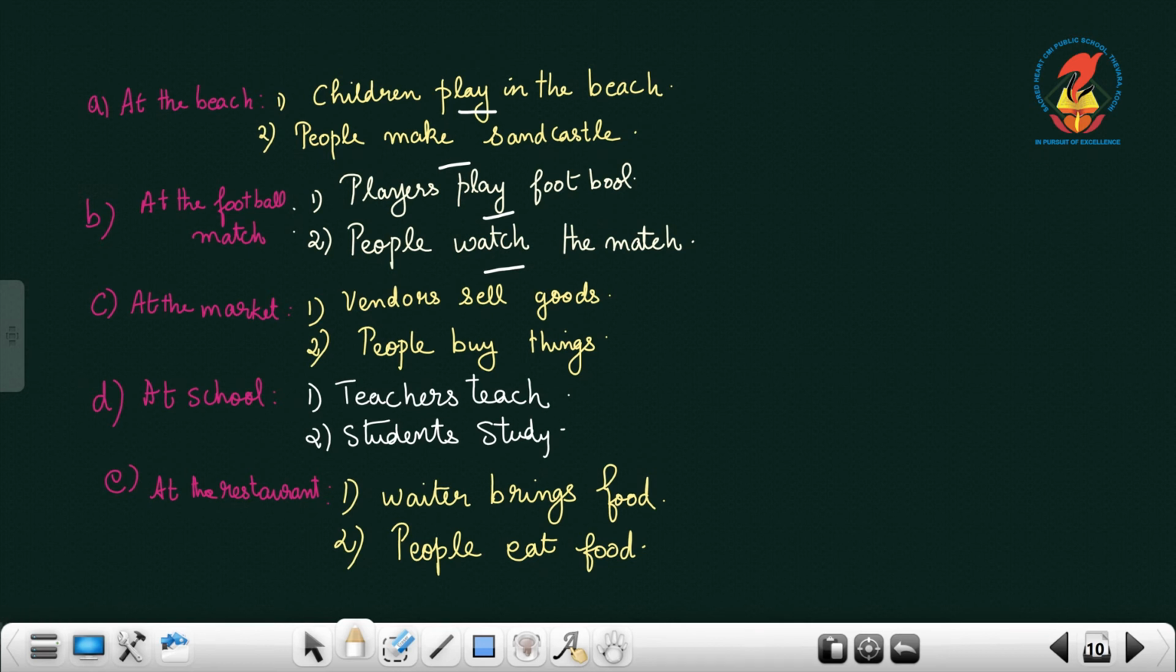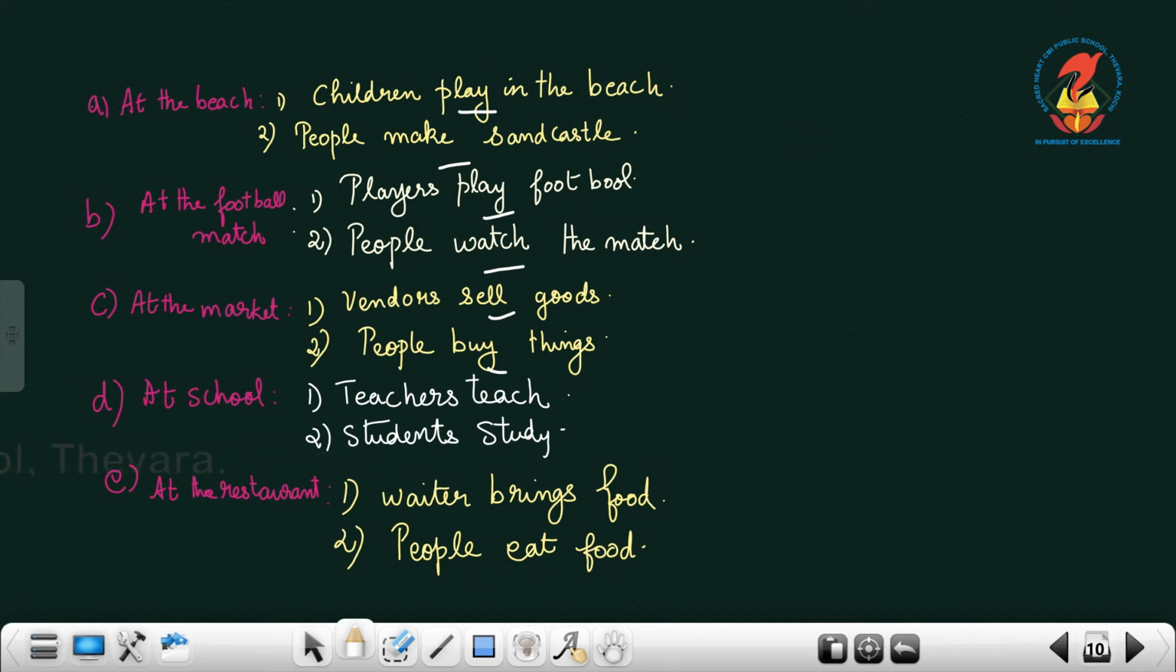Then what happens in a market? Market, vendors sell goods. Okay, vendors means the shopkeepers or the person who sells goods. They sell, because vendors, S is there, that means plural. So not only one, many shops will be there in a market. So vendors sell goods, not sells. People buy things in the market.